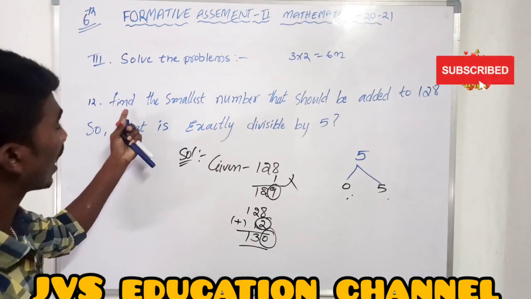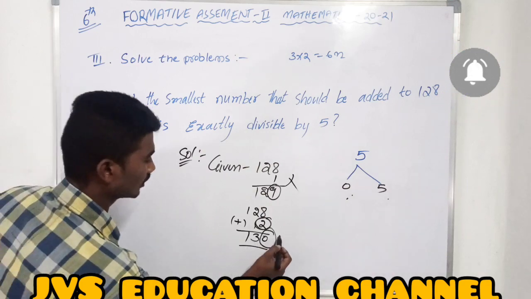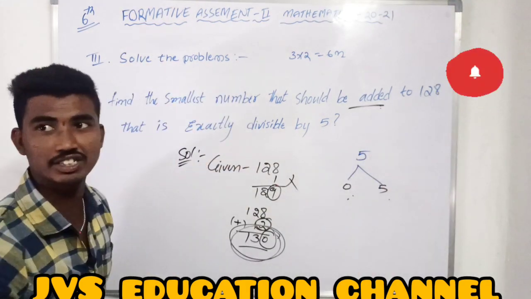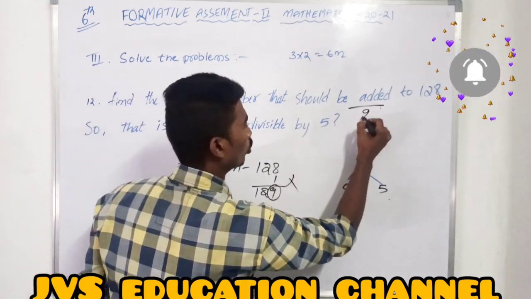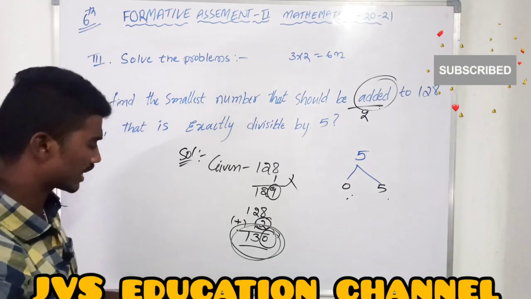What is the question? Find the smallest number that should be added to get a total divisible by 5. What is the number added? So the answer is 2.